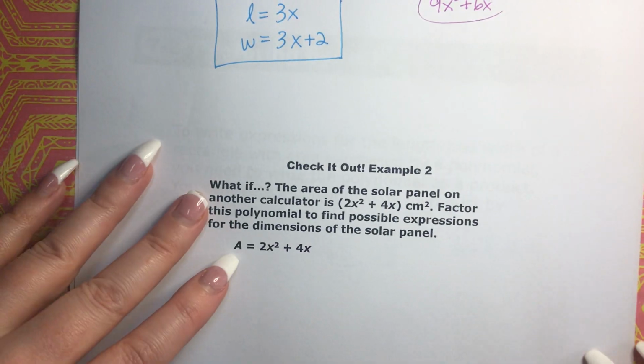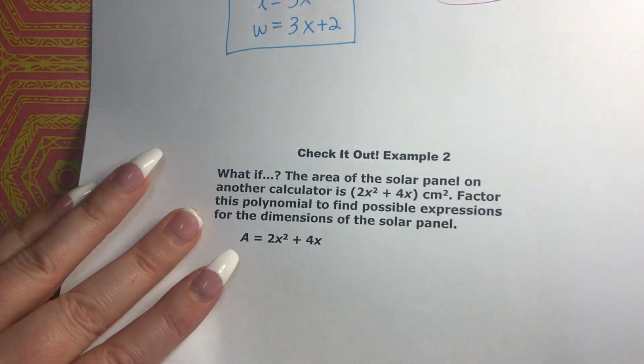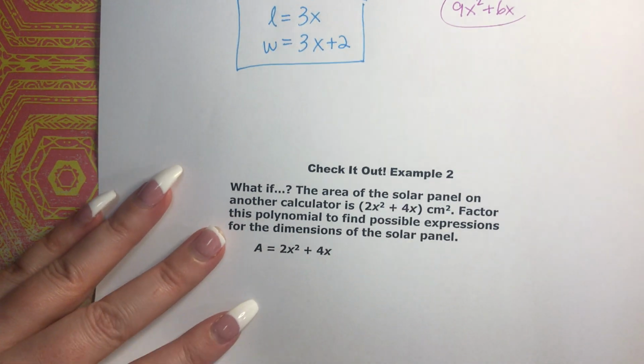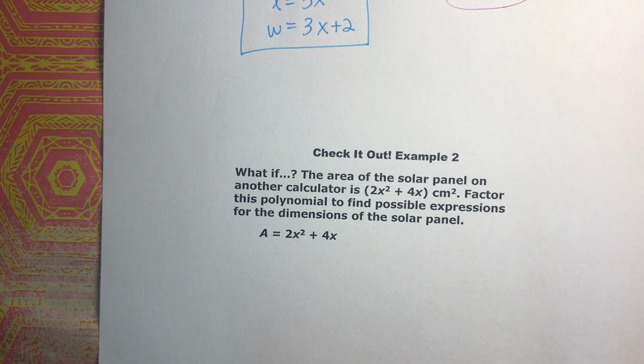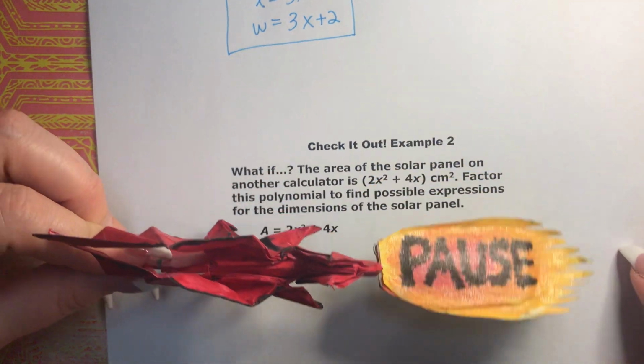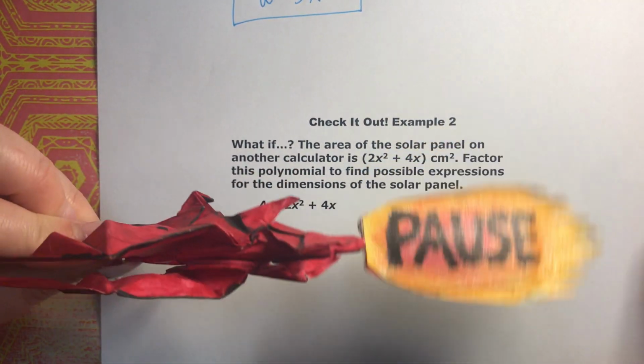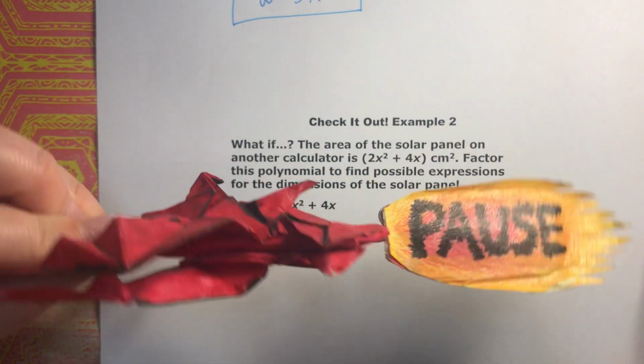Perfect. Okay, now it is your turn to check it out with example 2. Okay, where's my friend? Here's my friend, the pause dragon. I might need to pause your device. Go ahead and work out this, check it out, example 2. When you get done, press play and we'll talk about it. All right, see you in a bit.